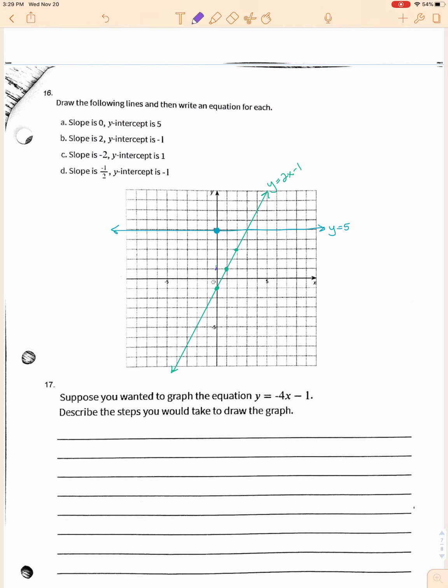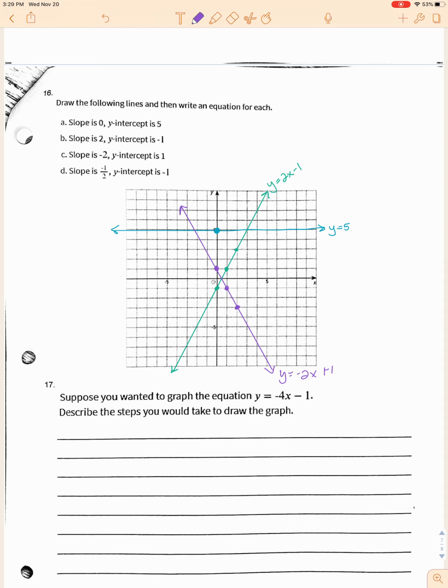C, y-intercept of 1, and a slope of negative 2. Down 2 over 1, down 2 over 1. I don't like how that line went, so I'm going to redo it. That's better. And make sure, again, it's going across through the lines and you have arrows. And that is y equals negative 2x plus 1.